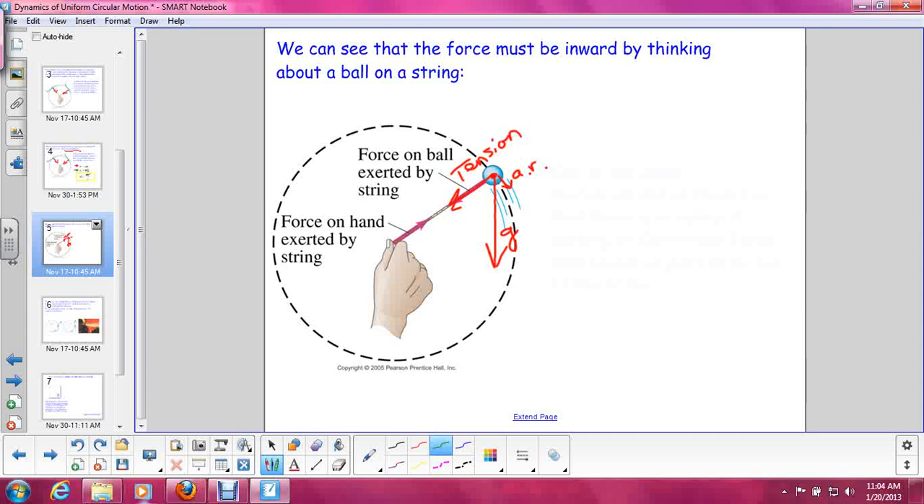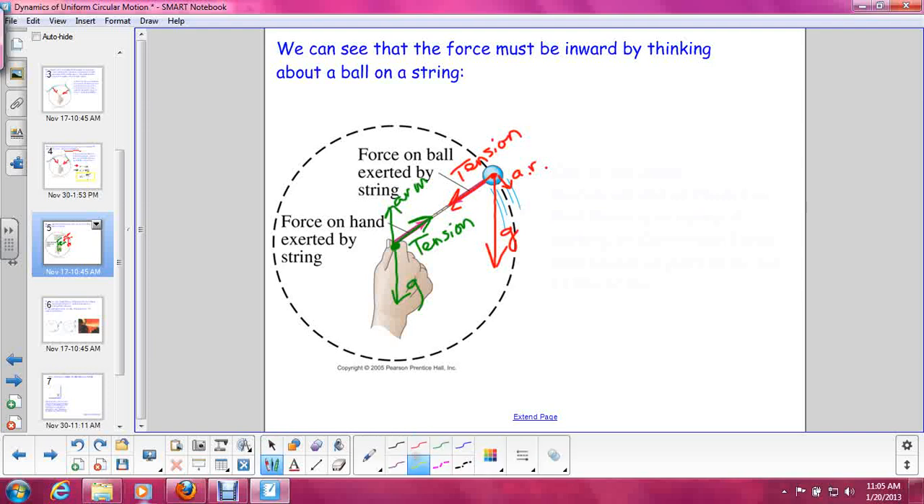If we look at the hand, there are a lot of complicated things going on with the hand. Gravity is pulling it down. The arm is also keeping it up, the muscles, but the string is also putting tension on the hand, right? You can feel this when you swing something around on a string. You can feel the tension of the string pulling on your hand.